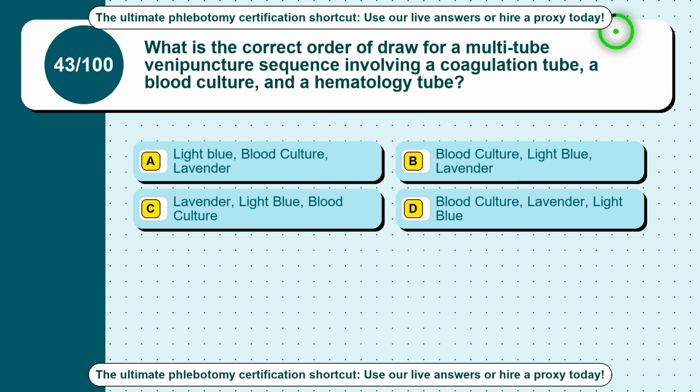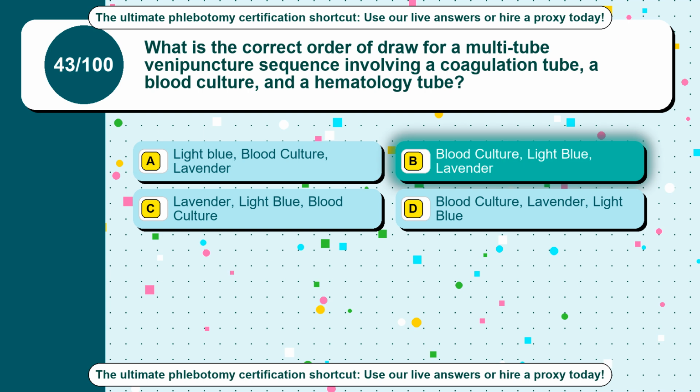Question 43. What is the correct order of draw for a multitube venipuncture sequence involving a coagulation tube, a blood culture, and a hematology tube? Option A, light blue, blood culture, lavender. Option B, blood culture, light blue, lavender. Option C, lavender, light blue, blood culture. Option D, blood culture, lavender, light blue. The correct answer is option B, blood culture, light blue, lavender.